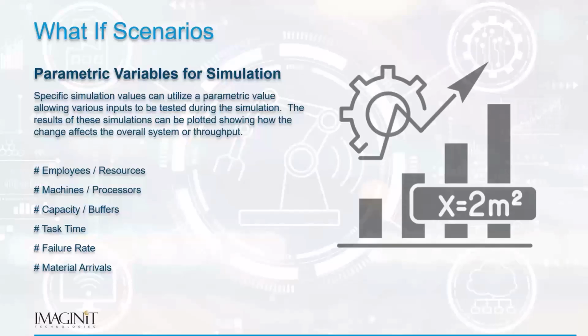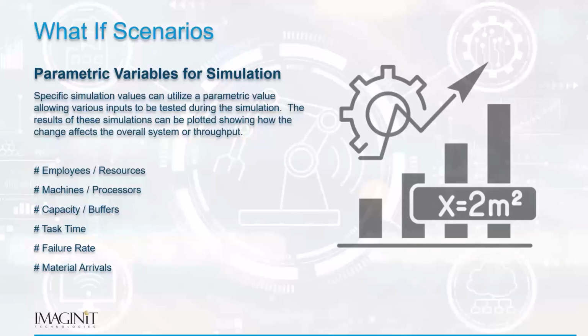We can incorporate parameters into our simulation and experiment with numerous solutions to our issues. The results of these simulations can be plotted, showing how the change affects the overall system or throughput. And when we're done, we have the data that supports our predictive analysis.